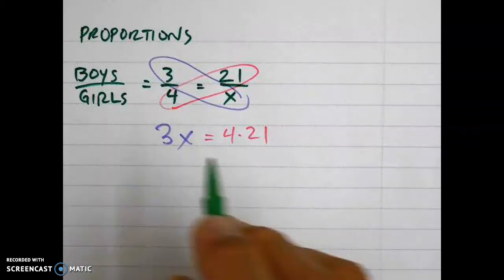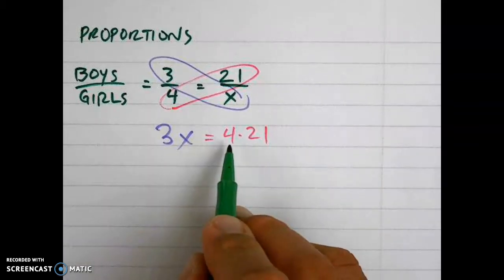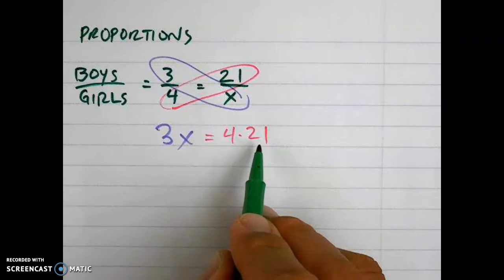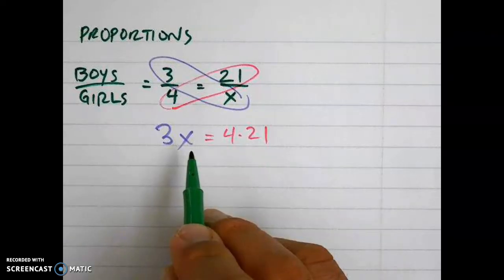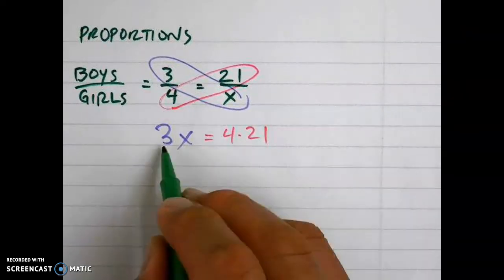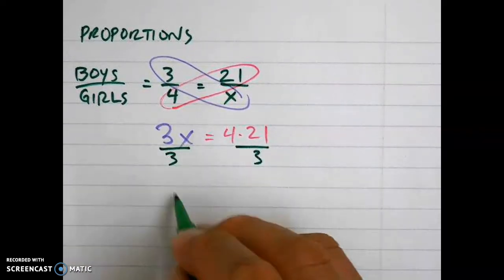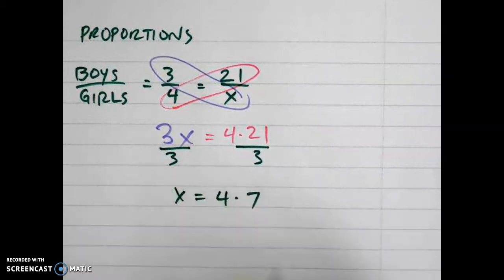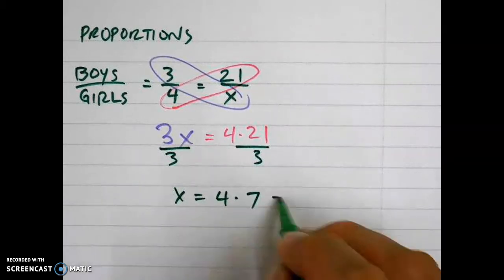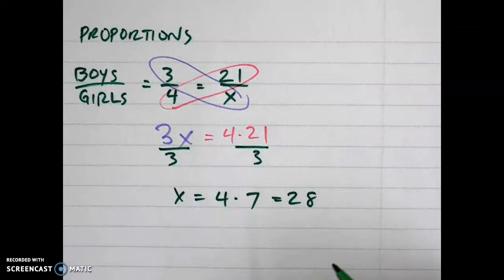But let's solve this. How many guys would actually multiply 4 times 21 and then divide by 3? How about if we divide by 3 first? Then we get x is equal to 4 times 7. You guys can do that. Okay, you don't have to multiply first and then divide. You guys can divide first and then multiply. Okay. Any questions so far?